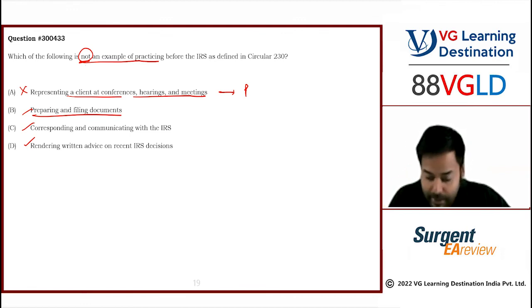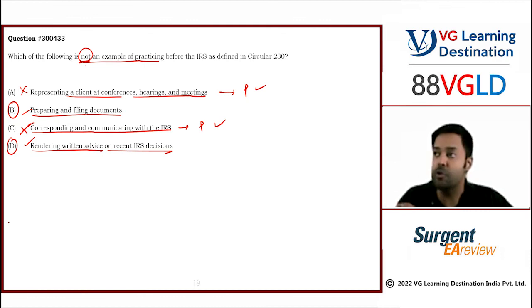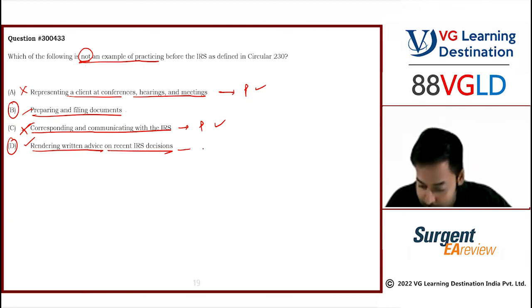What is the worst in that case? I'll come back to this. Preparing, corresponding and communicating with the IRS is practice, so not the answer. Now the choices remaining are B and D. Rendering written advice on recent IRS decisions is something which is not practice for sure. That's why D is the answer, not B.